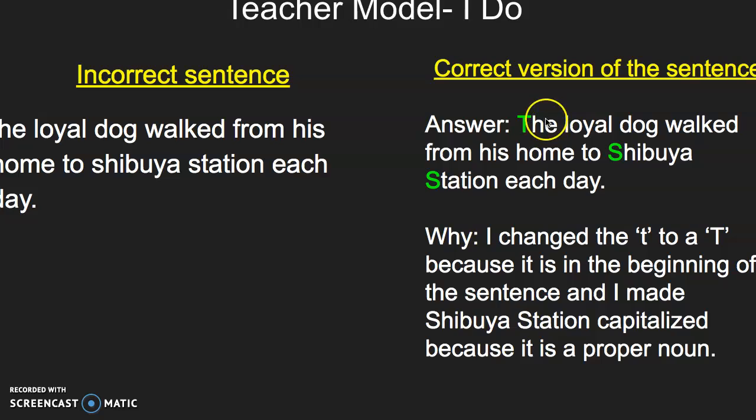Why? Because it's in the beginning of a sentence. It's the first letter of the first word. I also decided to capitalize the S in Shibuya Station. Again, we did this before because it's the specific name of a place. So it's a proper noun. My reasoning, my explanation: I changed the t to a T because it is in the beginning of the sentence, and I made Shibuya Station capitalized because it is a proper noun.